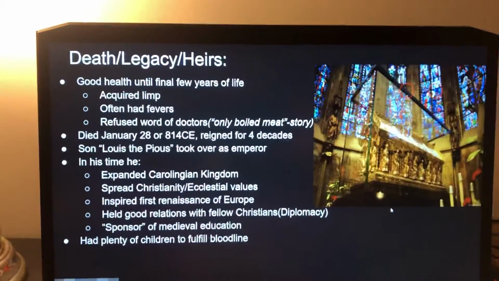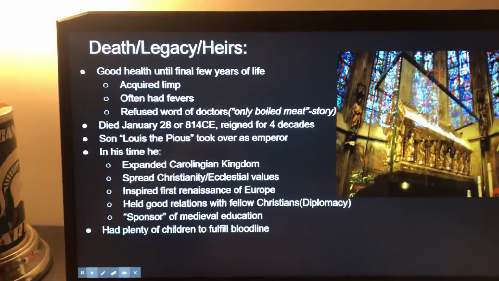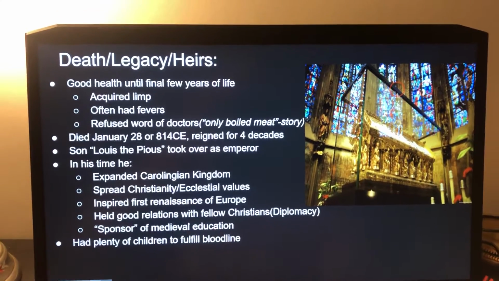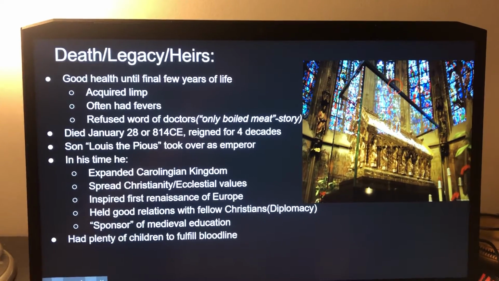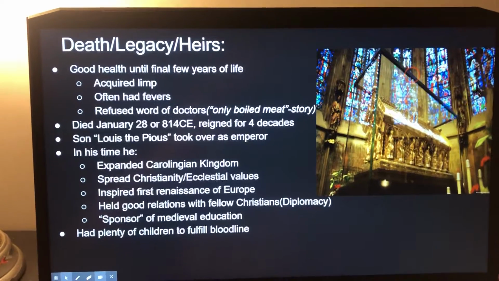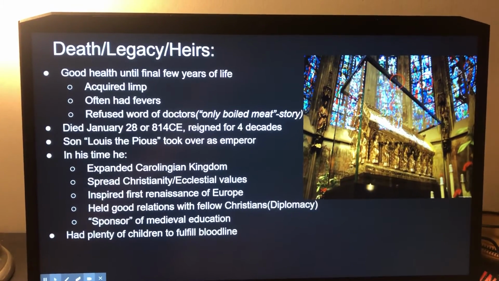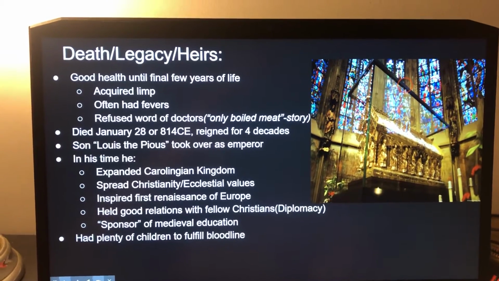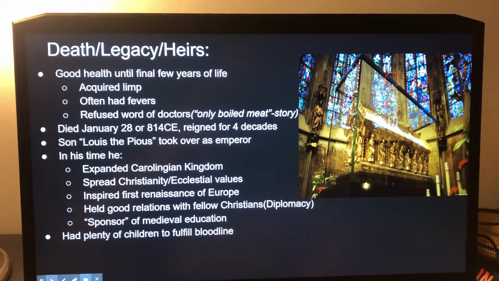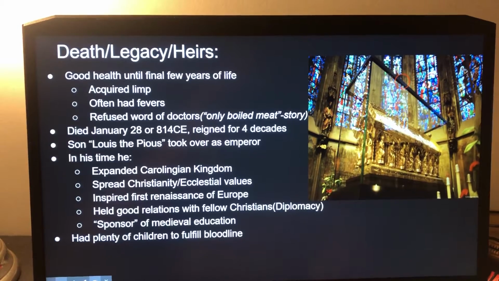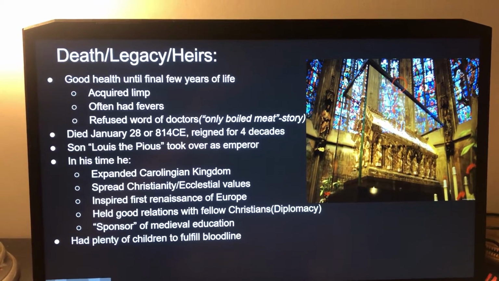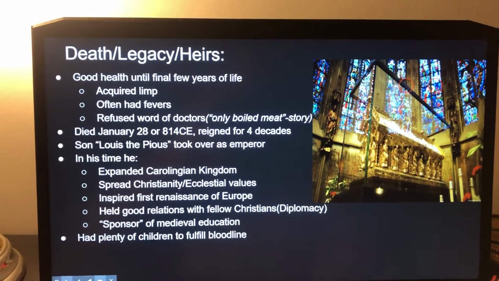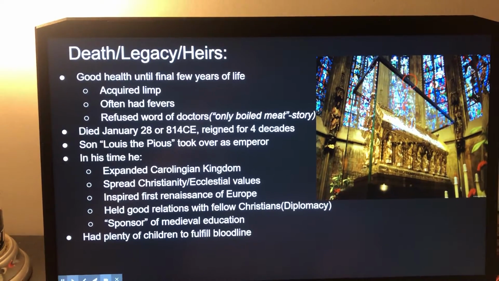Death, legacy, and heirs. So he was in relatively good health until a few final years of his life, about 4 years before he died. He did acquire a limp, often had fevers, and only boiled meat. So basically, his doctors told him that he could not eat meat cooked over a fire. He should only eat boiled meat, but he did not listen to his doctors whatsoever. Instead, he listened to his counsel and what he believed should be done. He died January 22nd, 814 Common Era, and this was the end of his reign of 4 decades. His son, Louis the Pious, took over as emperor.